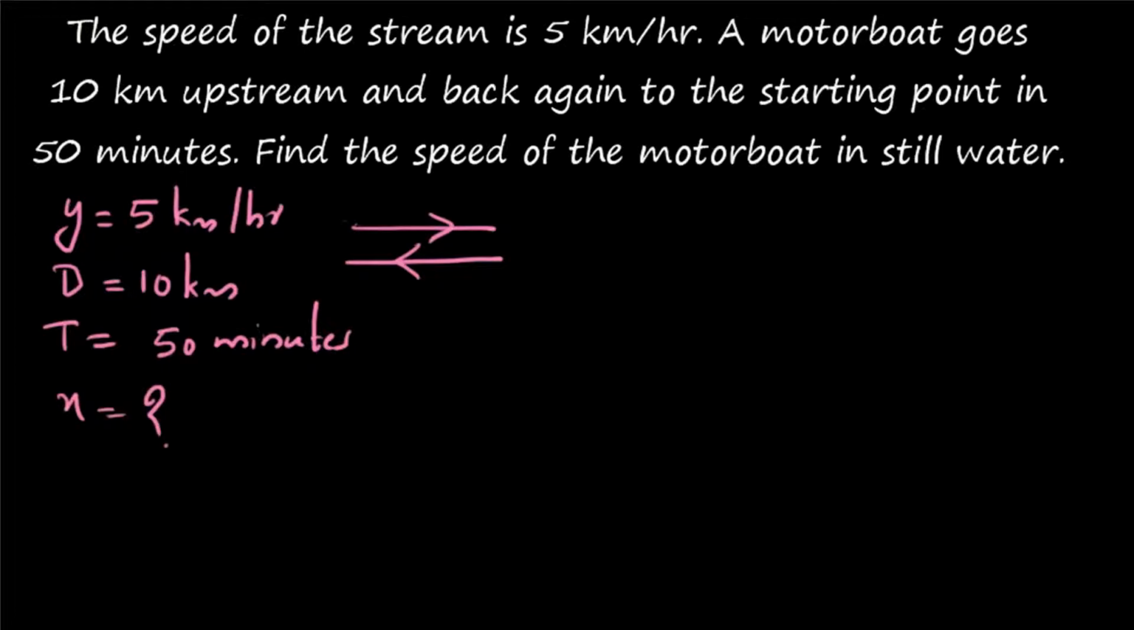Have you studied any formula for doing these kind of questions? The distance is given, the total time taken for travelling upstream and downstream. Separate times are not given, the total time is given, and the speed of the stream is also given. So you had already learned D is equal to T into (x square minus y square) divided by 2x. So this formula you can use here.